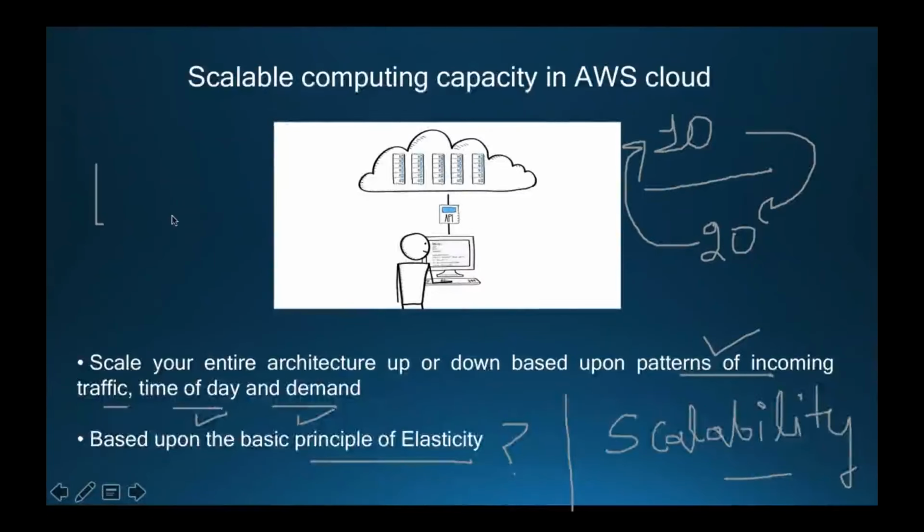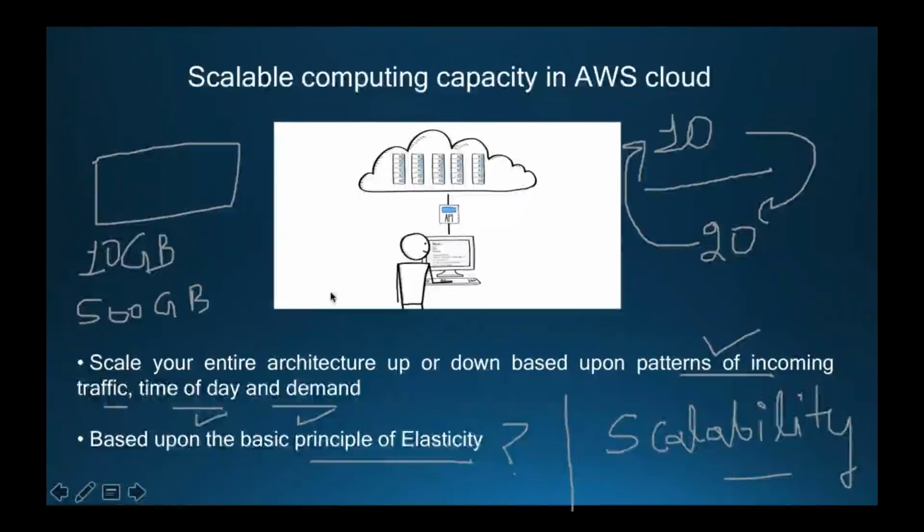For example, you have a server with 10 GB RAM. It has, let's suppose, 500 GB of hard disk. So using scalability, if you think that this server needs to take too much load, you can increase the RAM from 10 GB to 20 GB. You can increase the hard disk from 500 GB to 1 terabyte.